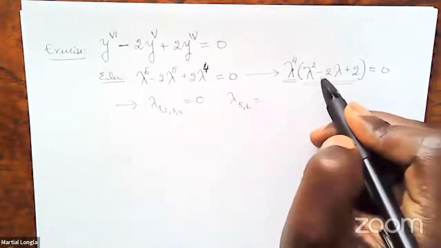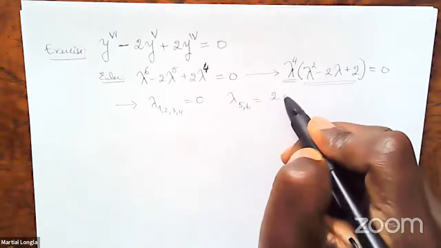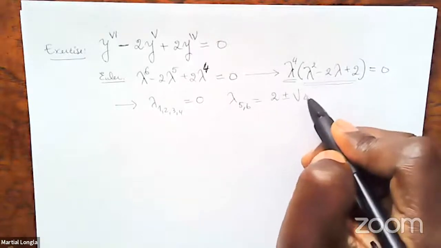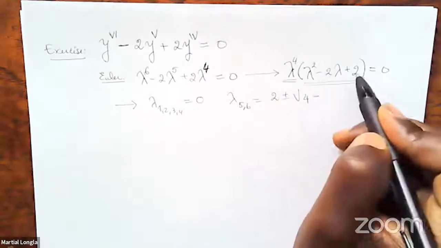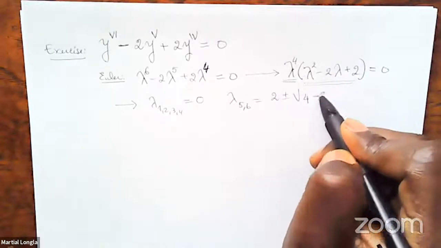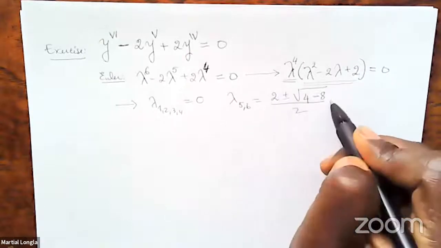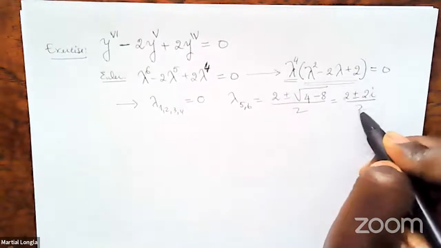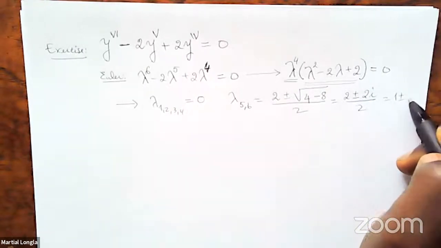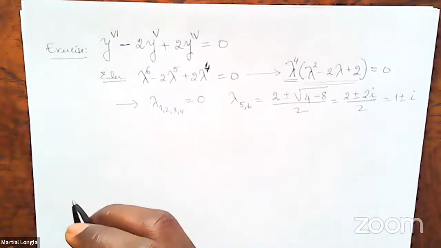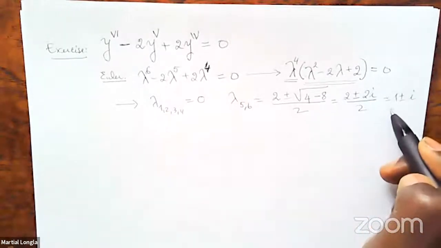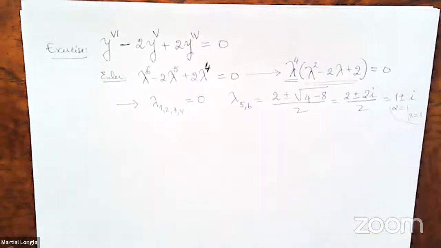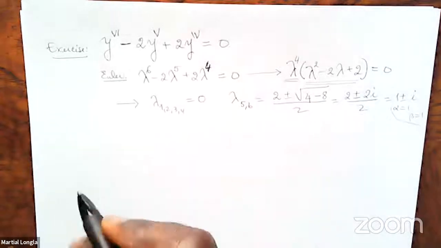Lambda 5, 6 equals minus minus 2, that's 2, plus or minus the square root of b squared, negative 2 squared is 4, minus 4 times 2 times 1, that's minus 8, over 2, and that is 2 plus or minus 2i over 2, that is 1 plus or minus i. So these are alpha equal 1, beta equal 1 for this one, and these are repeated roots.